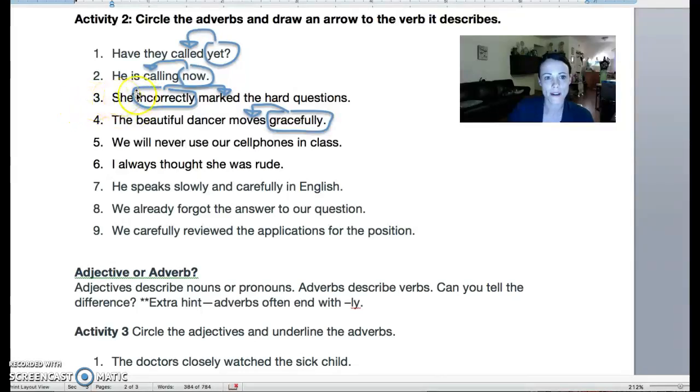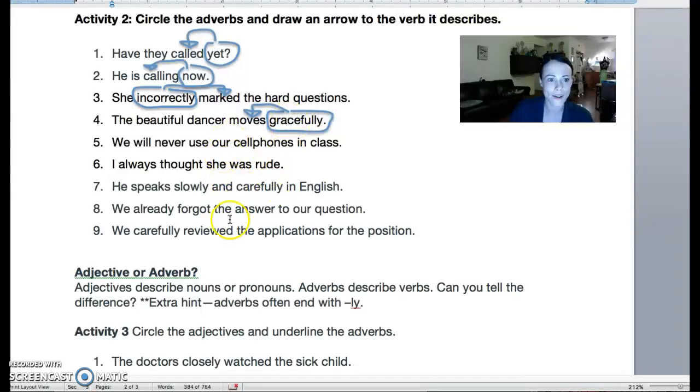In number 3, our adverb is incorrectly, and we see that ly here. She incorrectly marked the hard questions. So marked is our verb here. It's like to correct something or to put the answer, right? So she marked the questions. How did she mark them? She marked them incorrectly. Number 4, the beautiful dancer moves gracefully. So the dancer moves. That's my verb, moves. But how does she move? She moves gracefully.